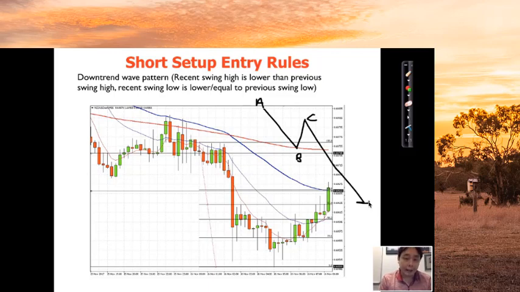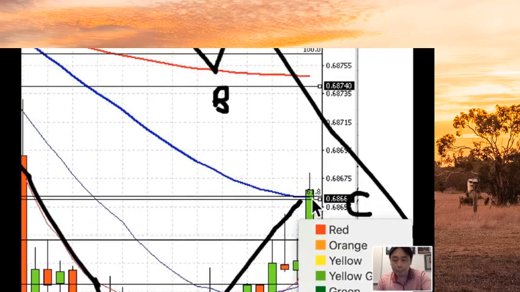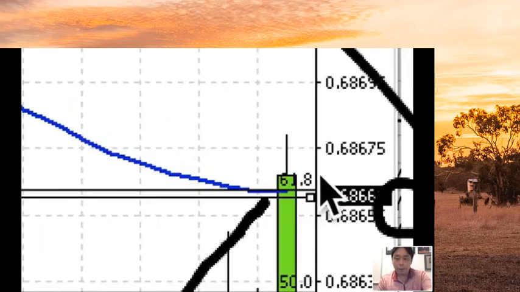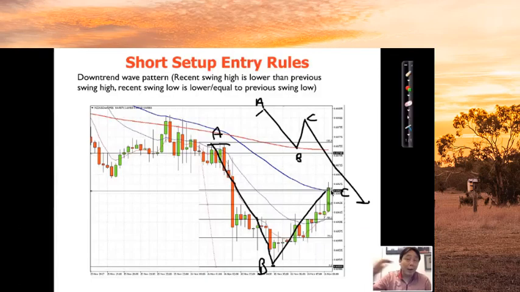So in this case, where's the A? Well, the A is over here. That's the A, right? A is the start of the impulse wave down. Where's B? Right? So A to B to C. There we go. A, B, C, right? So if you use the Fibonacci retracement tool, you click A and you drag to B, you notice that C is exactly on the 61.8% retracement level.